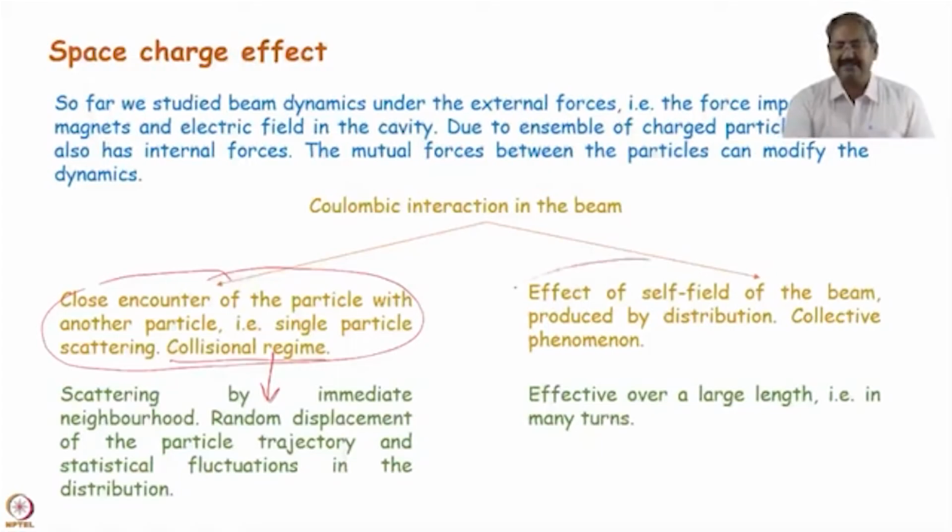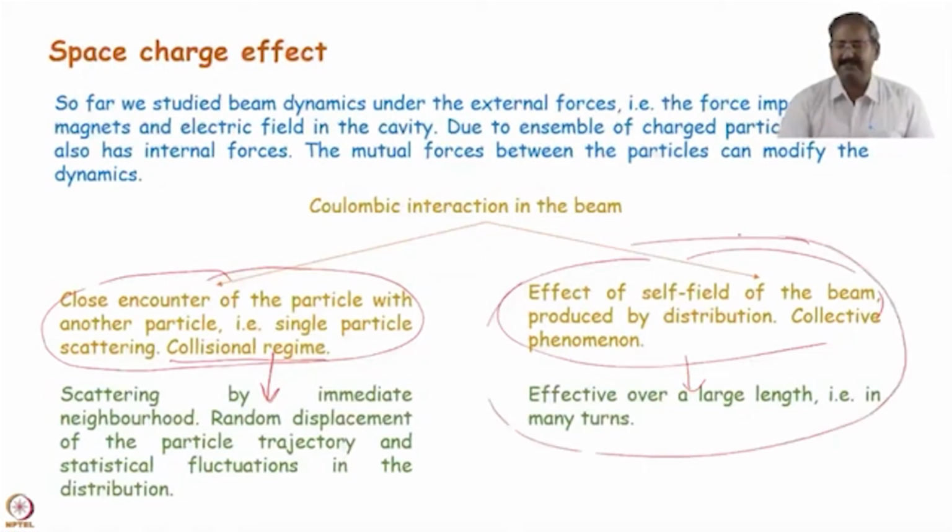and this gives the statistical fluctuation in the beam distribution. While in this case, the effect is over a large length, meaning in many turns we will see this effect. So we will concentrate on this. This is known as the space charge effect. These scattering phenomena come under the heads you can study: intra-beam scattering, beam lifetime, Touschek scattering, etc. But space charge effects are there, which we will concentrate on in this lecture.